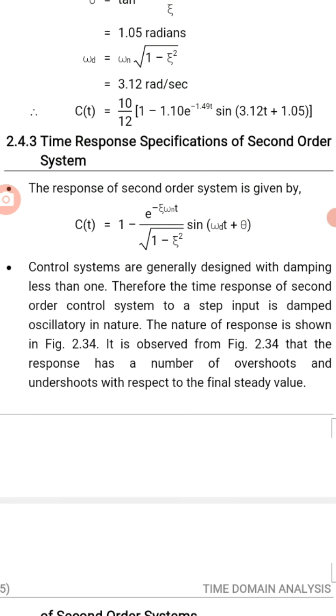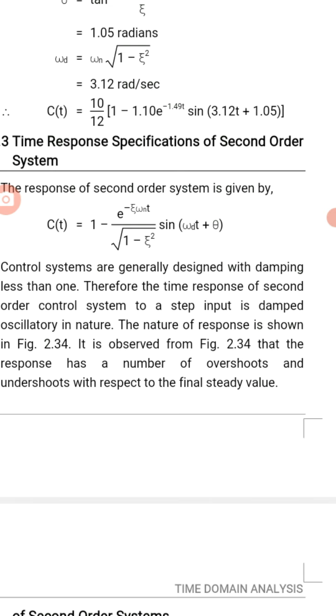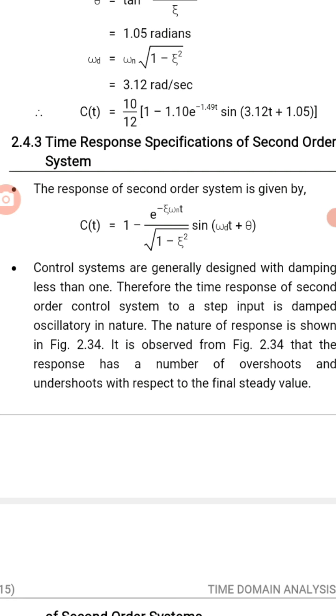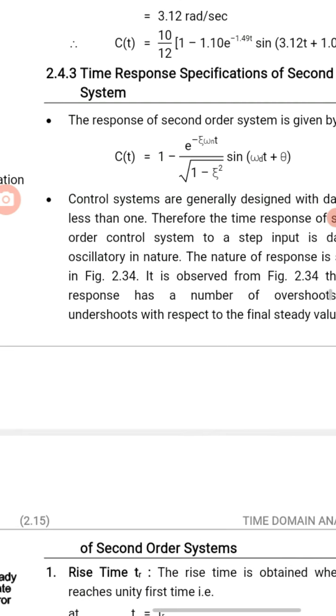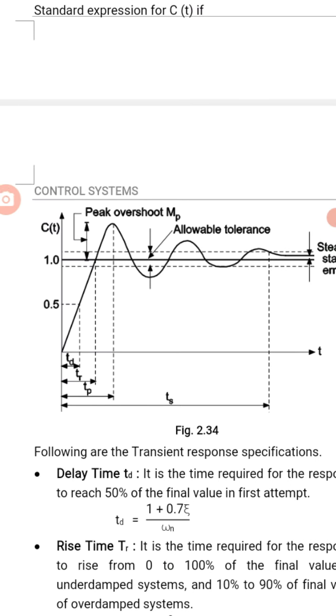Therefore, the time response of a second order system to a step input is damped oscillatory in nature. The nature of the response is shown in figure 2.34. It is observed from figure 2.34 that the response has a number of overshoots and undershoots with respect to the final steady state value. This is figure 2.34.